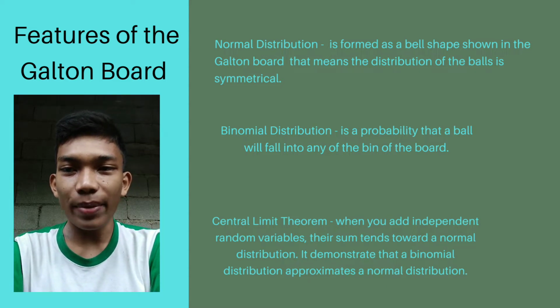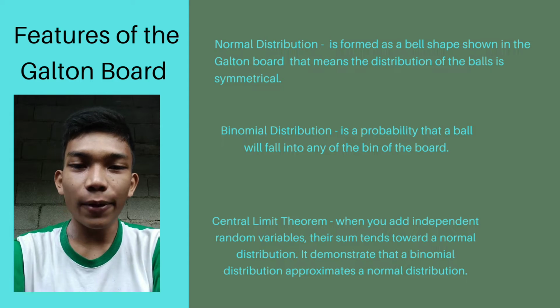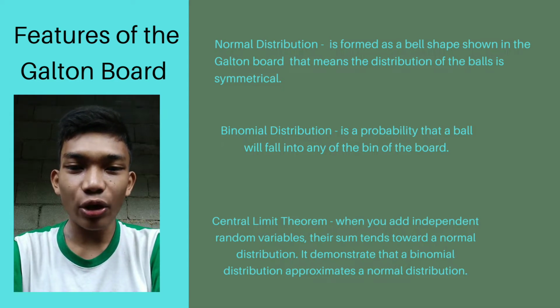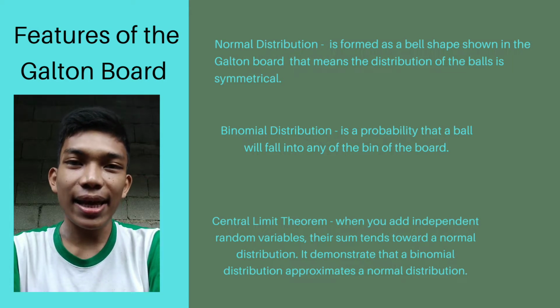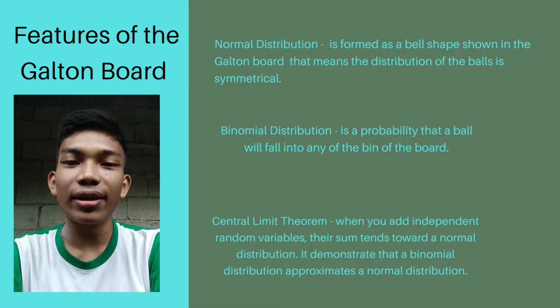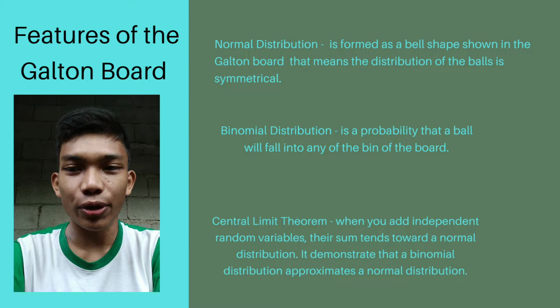Another one is binomial distribution. It is a probability that a ball will fall into any of the bin of the board. So yung binomial distribution is hindi siya yung pangkalahatan ng normal distribution. So let's say what are the probability that 4 balls will fall into one of the bin. So yun na yung tinatawag nating binomial distribution.